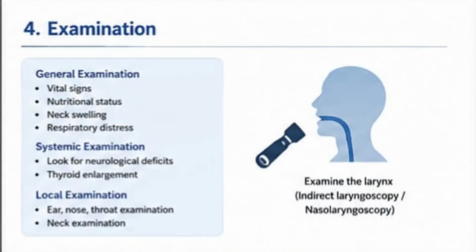A focused neurological examination is important, particularly assessment of cranial nerves when vocal cord paralysis is suspected. Finally, visualization of the larynx through indirect laryngoscopy or flexible nasolaryngoscopy is often essential to identify the cause.